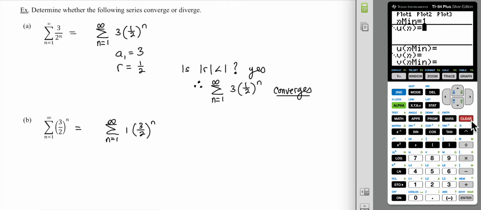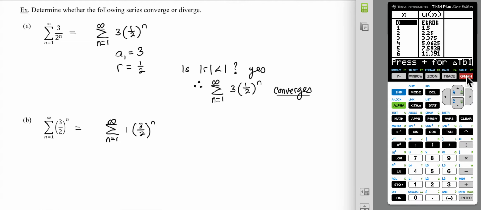All right. So that would be 1 times 3/2 raised to the nth. Then into the table we go. There's my 9 and 9/4, right? Yeah, so that's 2 1/4. All right, so we're good there.